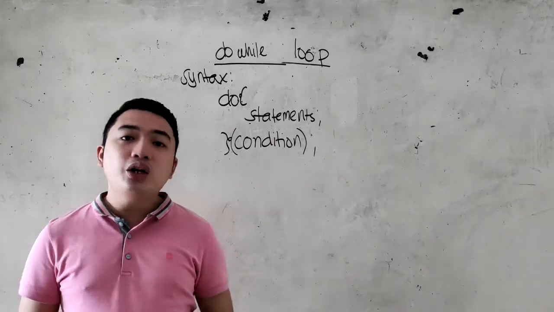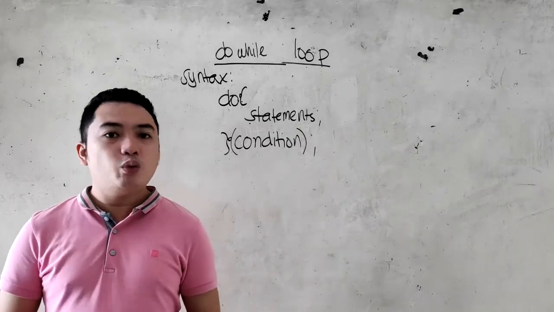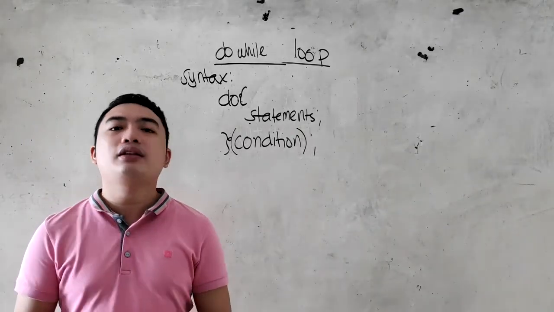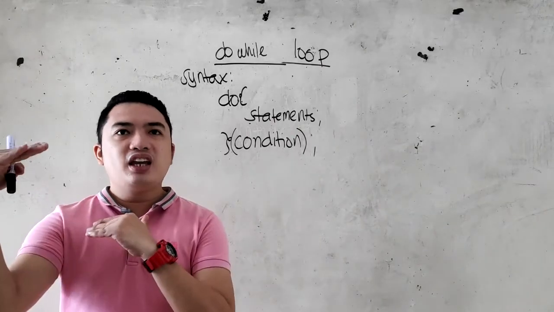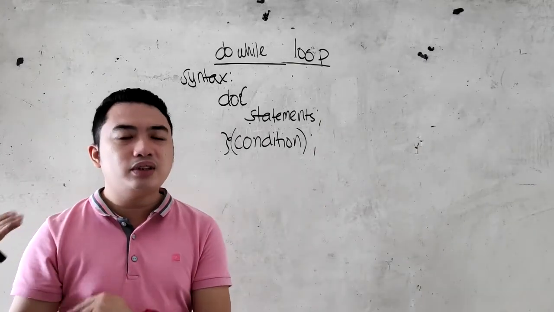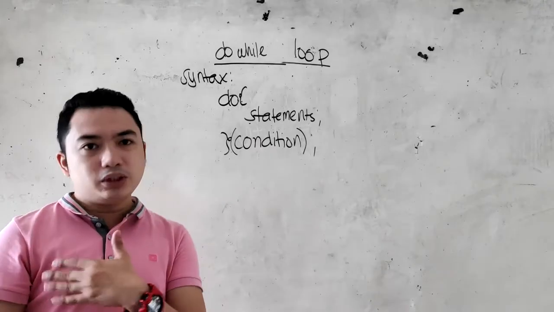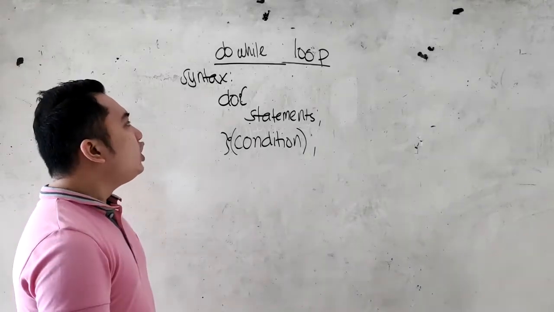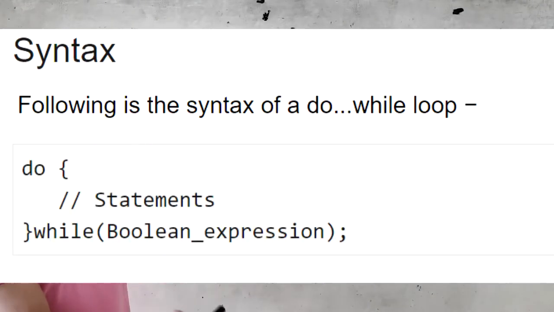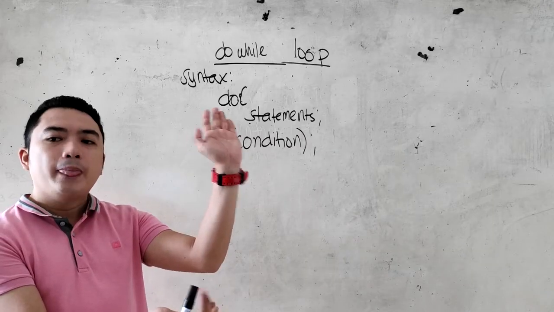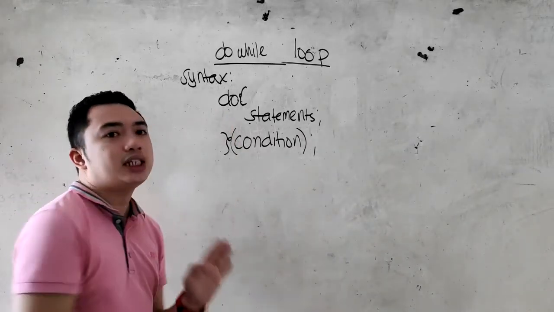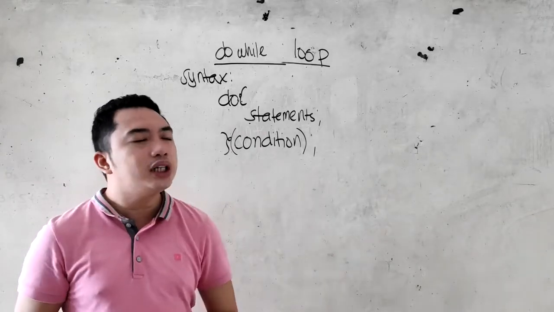A do-while loop works like a while loop. It basically repeats a block of statements multiple times. So this is the syntax. I will show you a clearer version of the syntax, and we'll discuss the syntax and how it works.